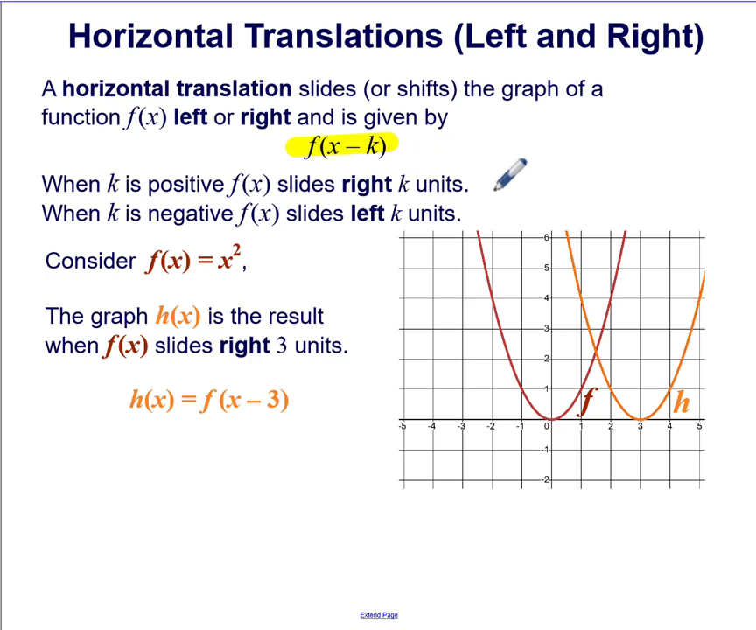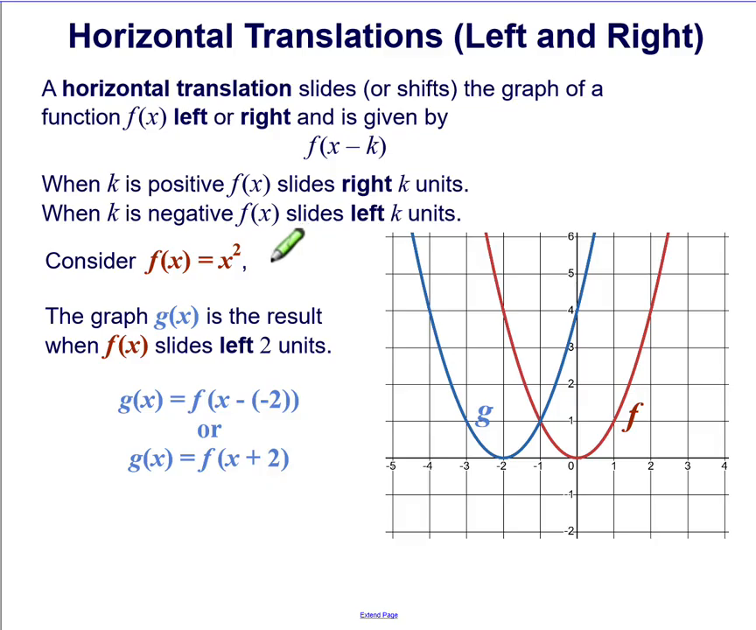Now let's continue on with our discussion. When k is positive, f of x slides right k units. When k is negative, f of x slides left k units. If we consider f of x equal to x squared, given by this graph right here, the graph of h of x is the result when f of x slides right 3 units. Notice we have h of x, given by this graph right here, is equal to f of x minus 3.